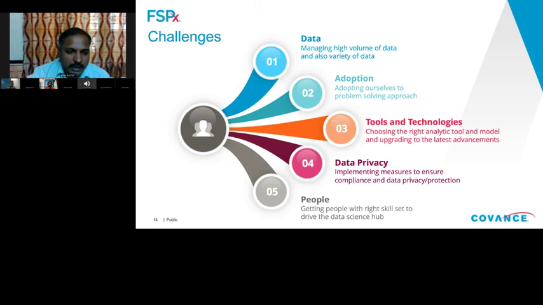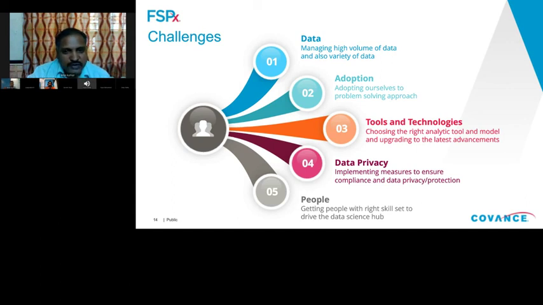And there are already many players in the league, we have Helix, we have GNS Healthcare, we have Numerate, Accenture, AIQ, Benevolent, and we have Amazon, Google, IBM Watson, Microsoft. So all these technology companies are also coming into this arena wherein the pharma industries can collaborate with them.